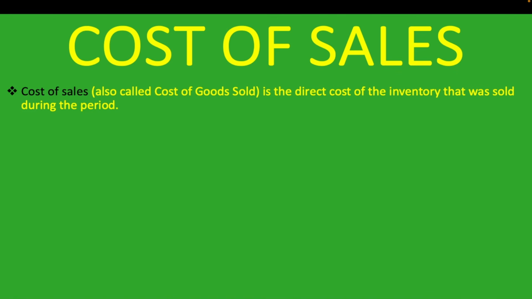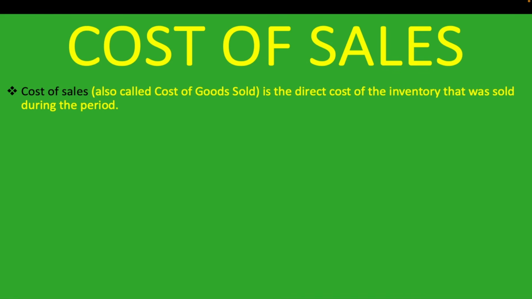And so an example is if you have a company that buys vehicles so that it can sell them. If it made sales of 10 million rand, for instance, the question would be, how much did the company buy the products that it sold for? And that is exactly what cost of sales is. So it's the direct cost of the inventory that was sold during the period.